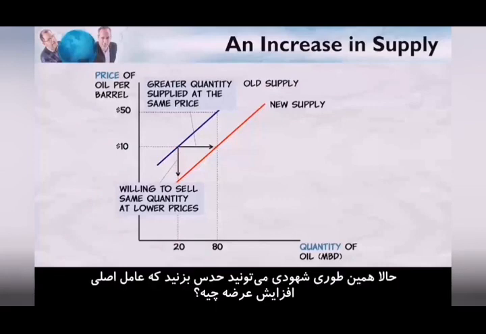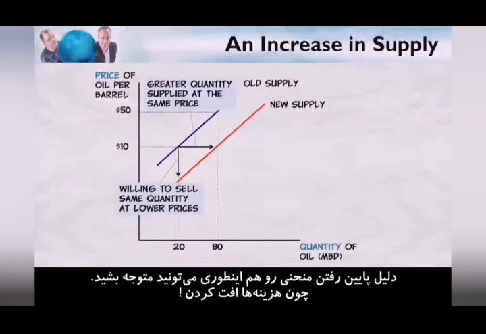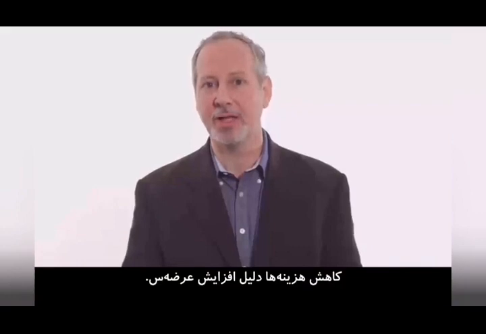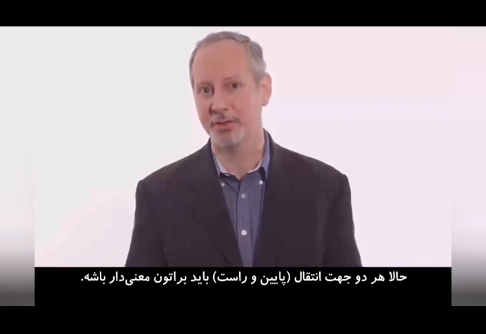So just thinking about this intuitively, can you guess what is the major factor which is going to increase supply? The major factor which is going to increase supply is a reduction in costs. That's why you can also understand this curve going down as costs fall. The reason supply increases is that costs are falling. So both of these directions should now make sense to you.